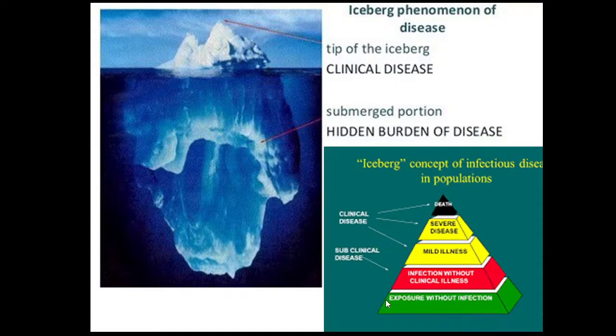So we don't see the moment of exposure without infection. Then infection without clinical illness. And then maybe even when the symptoms are very mild, we may still not see the disease. Then, when it comes to more severe clinical symptoms, it starts to be visible as clinical severe disease. What do we have at the tip of the iceberg?